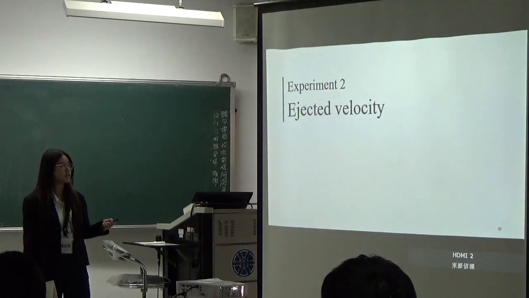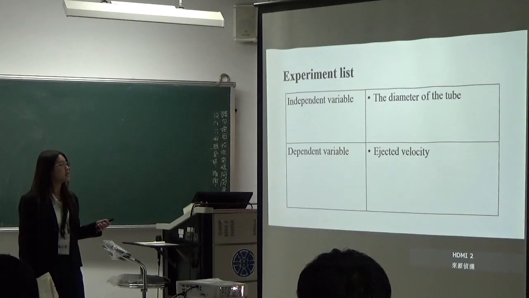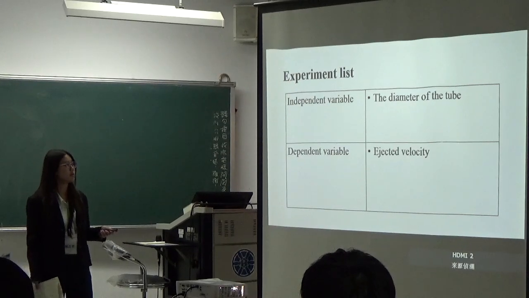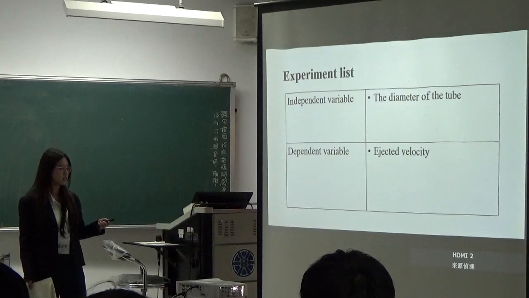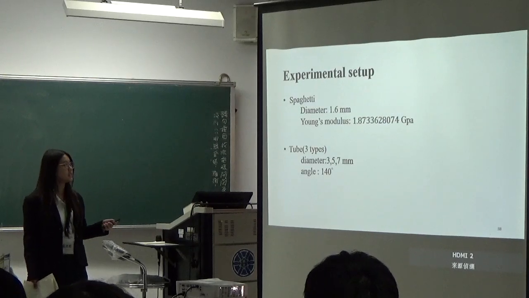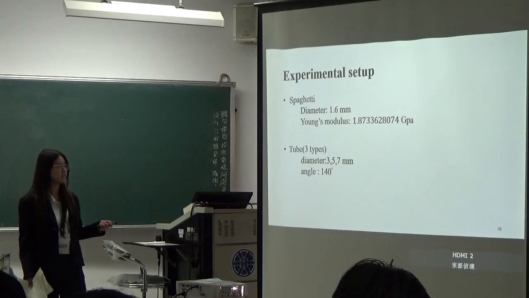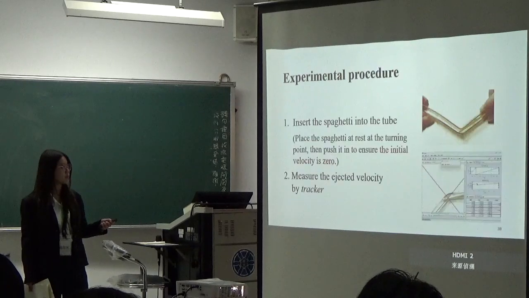Experiment 2, inject velocity. The independent variable is the diameter of the tube, and the dependent variable is the inject velocity. In the experimental setup, the spaghetti diameter is 1.6 millimeter, and the Young's modulus is just the same, and the tube is just the same as the last experiment.